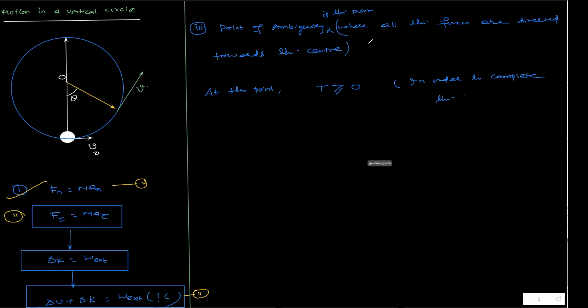So what you do, you find the point where all the forces are directed towards the center, and at that point you make tension zero. Greater than or equal to zero means at the limiting condition you will make tension zero in order to complete the circle. Okay, and then you find the condition. So apply T equal to 0 at the point of ambiguity.